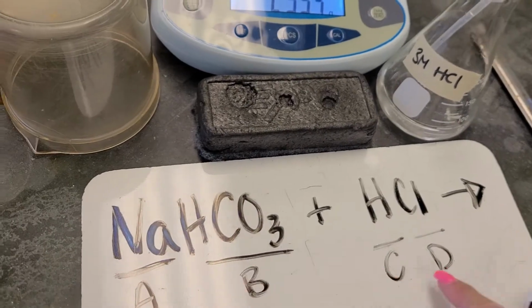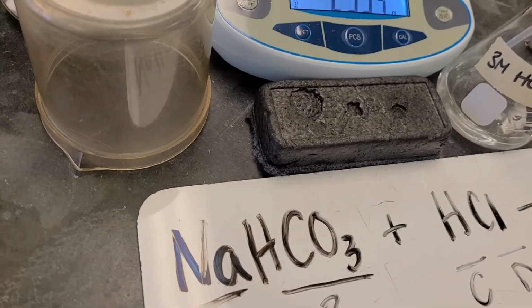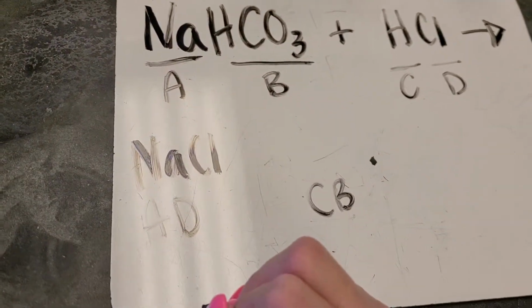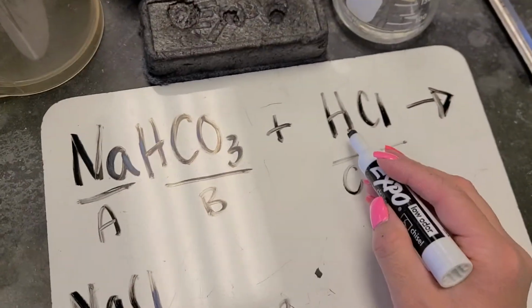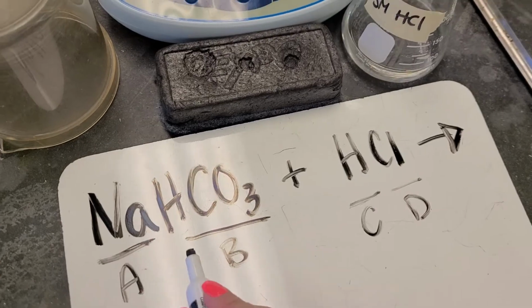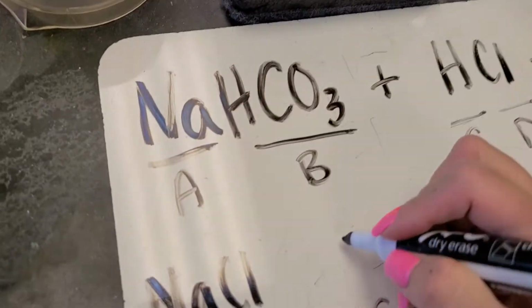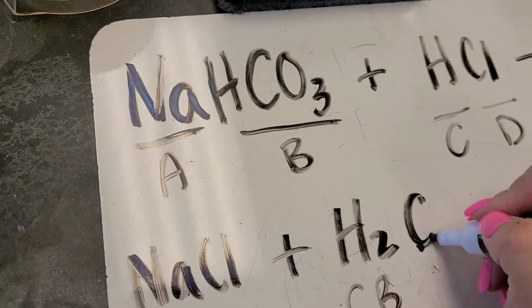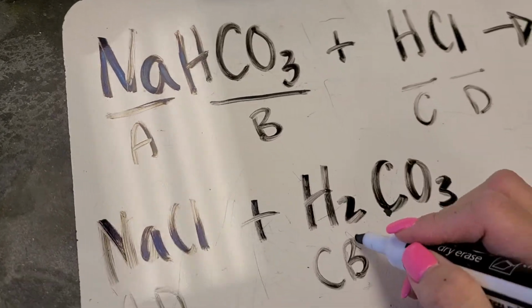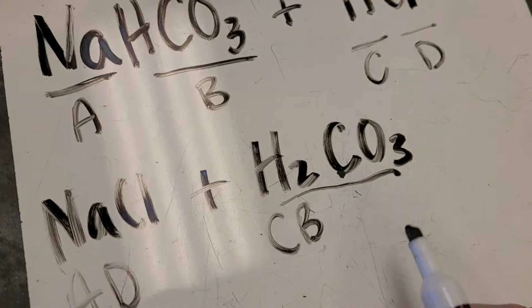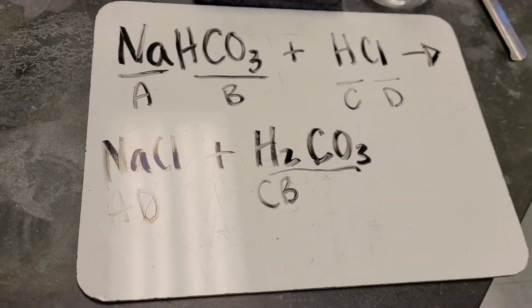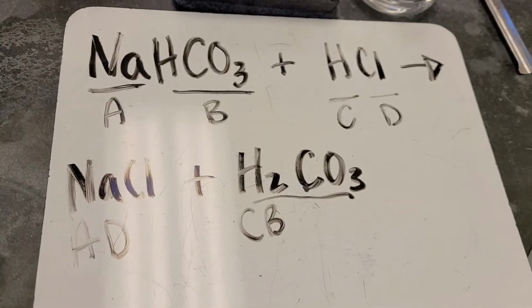So A is sodium and D is chlorine. So that's where we're going to get our salt, NaCl. And then C with B is hydrogen and HCO3. So the way that we write hydrogen and HCO3 is H2CO3. That compound is called carbonic acid. And carbonic acid is the bubbles that you see in soda.